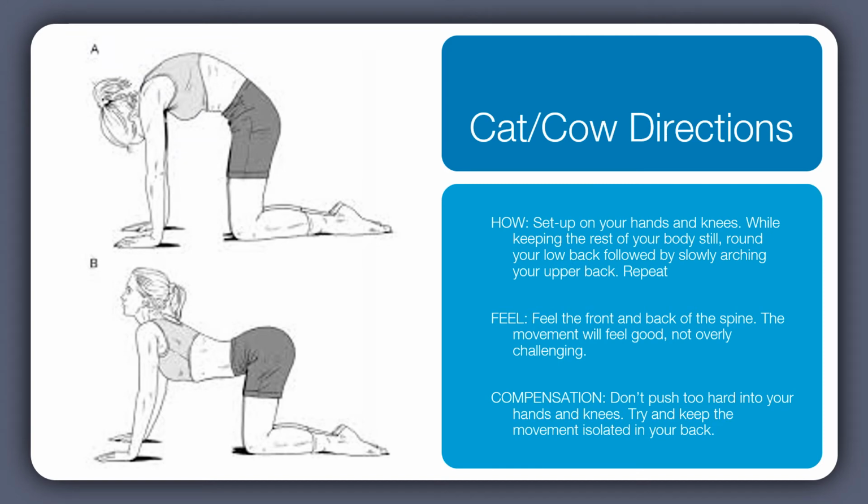So the first exercise is the cat-cow. You'll come onto your hands and knees. Your spine will be neutral. Then you gently round the spine, tucking the chin in, and gently arch the spine, bringing the head up. You want to coordinate this with your breath. Inhale, arch. Exhale, round. Just kind of flossing the spine, getting some good, easy movement in the spine.